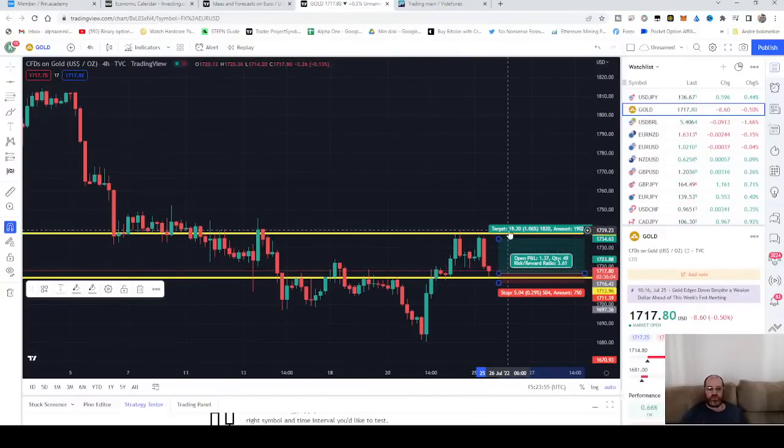Because the probability that we go up and test here is very strong, and you can see this support area is very strong. We have not retested it so much since we did go up, so I don't believe we'll break it. It's a higher probability that we go up and retest up here.